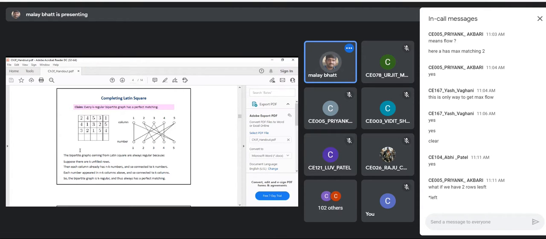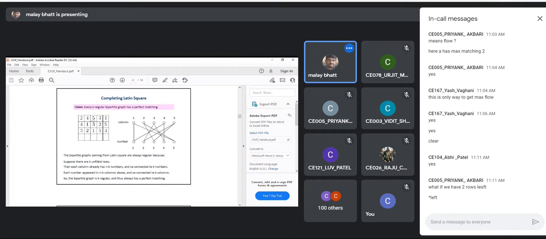When 2 rows are filled, then the first column will be connected with 3 different numbers. So every time it will reduce by 1, but it is always k regular. Why is this graph a 5 regular bipartite graph? Because every node is connected with 5 different numbers initially. If it is completely empty, then you can connect column 1 with all the 5 numbers, and you can connect column 2 with all the 5 numbers. It is known as a k regular bipartite graph.